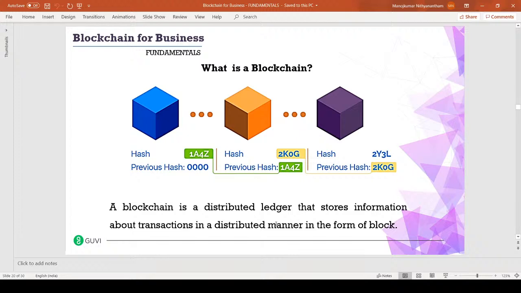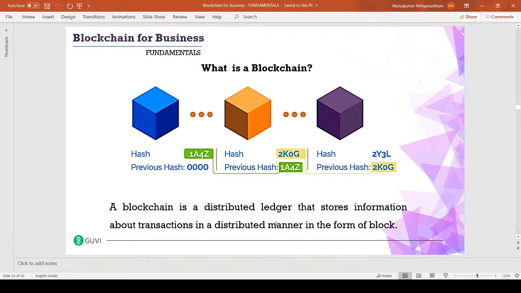Now the second block has a reference to the previous block. You can see the first block is IA4Z, and the next block has a reference to that with IA4Z, and it also has its own hash called 2KOG. This is an example, however the hash function will be much longer. So this is how it goes.